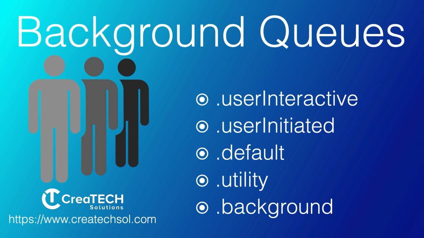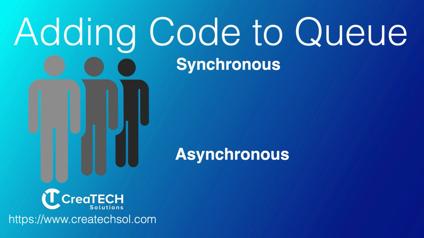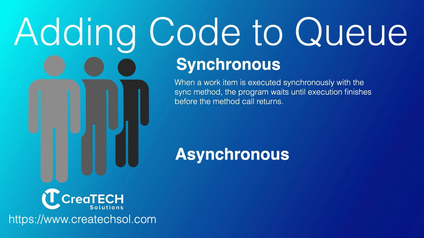There are 2 ways that you can add code to your queue, either synchronously or asynchronously. When a work item is executed synchronously with the sync method, the program waits until the execution finishes before the method returns. That is, before the next line of code following the code block gets executed. This means that it'll block the user from doing anything until the code is completed. The code block is executed as the closure on either the main or background queue, like this.